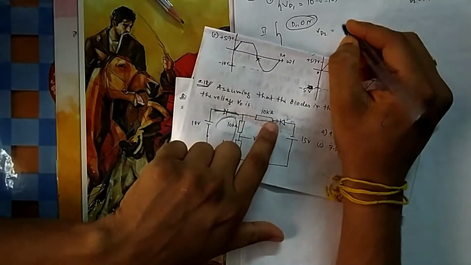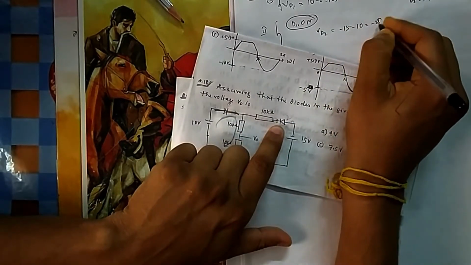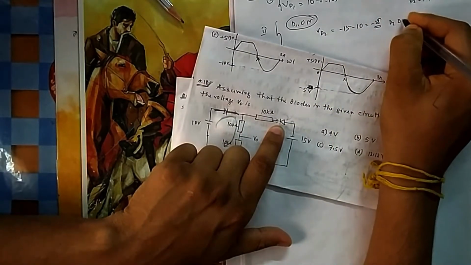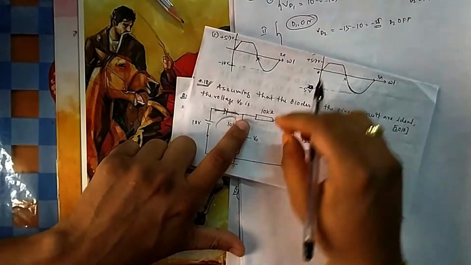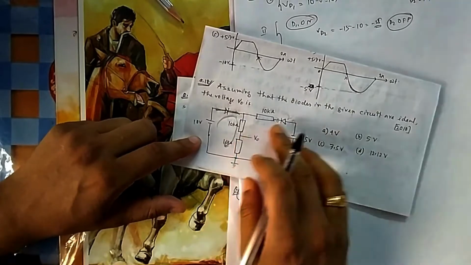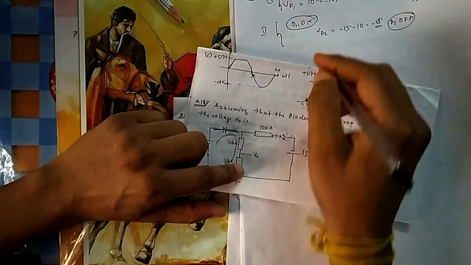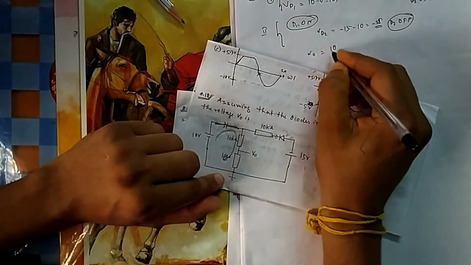So this voltage is 10 and this voltage is minus 15. So minus 15 minus 10, so it is still negative. So D2 is off. When I make it on, then also D2 will always be off, and D1 will always be on. So once D1 is on, now you can see this 10 will be divided into 10, 10, 5. So your output V0 will be equal to 10 by 2, 5.